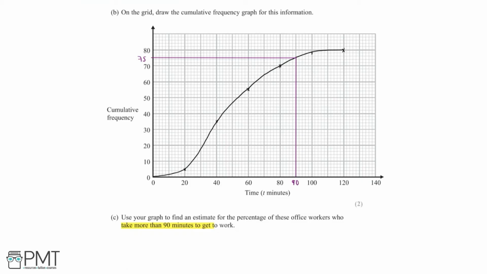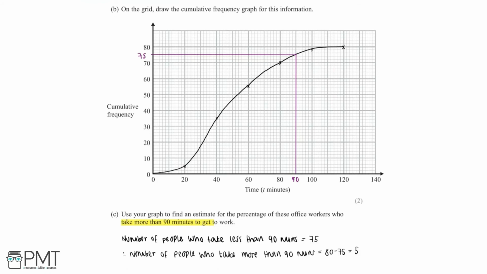But we need to find an estimate for the percentage of these office workers who take more than 90 minutes to get to work. Well, if we know that 75 people take less than 90 minutes, and the total number of people is 80, we can say that the number of people who take more than 90 minutes to get to work is 80 take away 75, which is equal to 5.